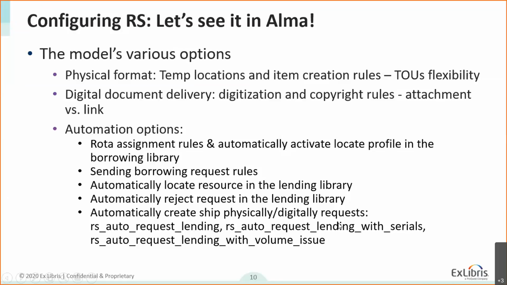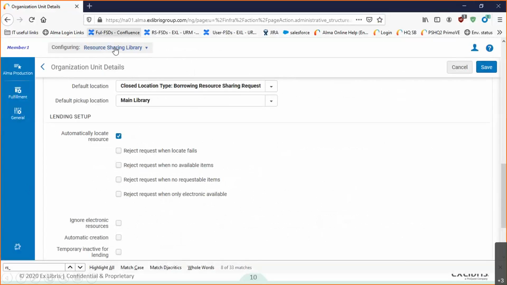So if I do an automatic locate and I find what I need, and my format is physical or my format is digital, I can automatically ask for the item to be sent to me or ask for the item to be sent to the digitization department and have it scanned in for me. So in order to do that, I can set up these customer parameters. So let's have a quick look.